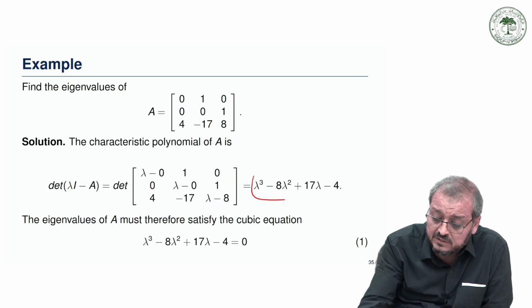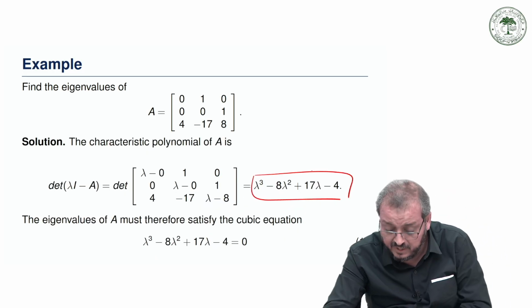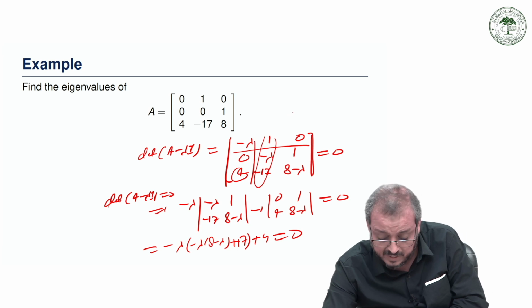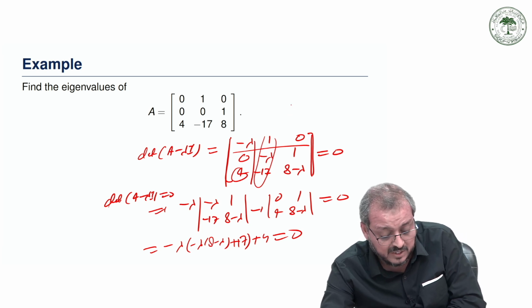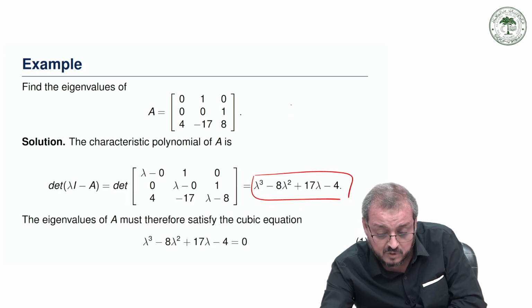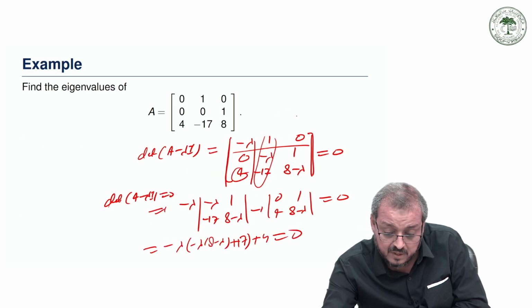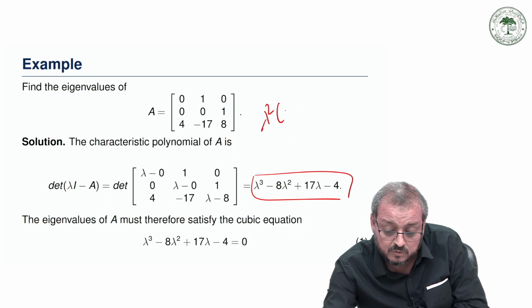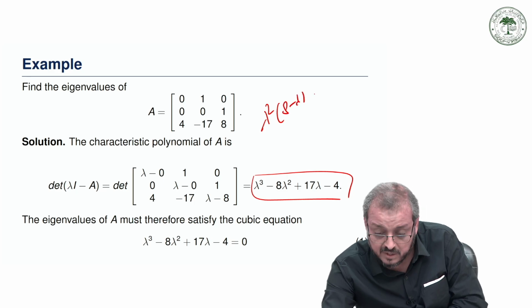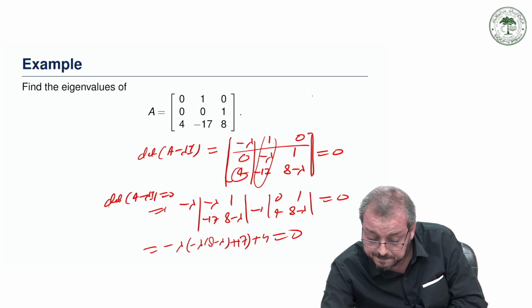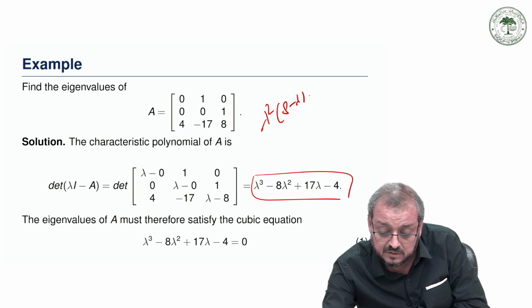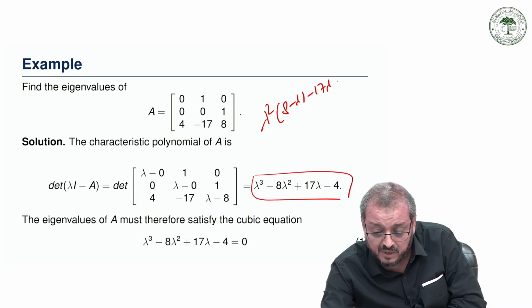So simplify this, we can calculate here. Just you have lambda square, then clearly you have lambda square times 8 minus lambda, and clearly you have minus 17 lambda, and then this is plus 17 lambda.